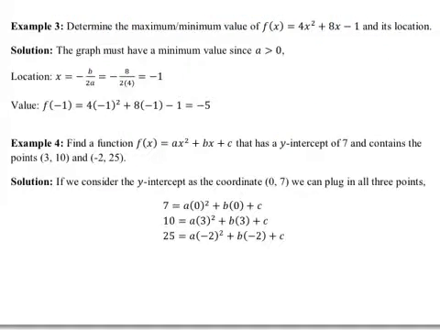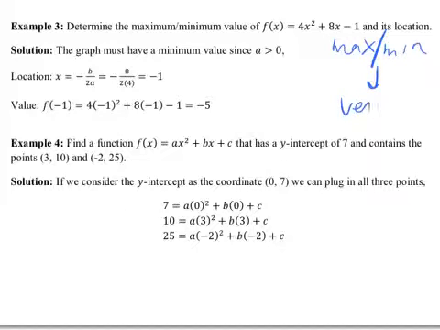So, to find the min or max, we need to find the vertex and determine what it is. To find the vertex, we need to find the axis of symmetry. So we work our way backwards. That's how you work as mathematicians. You think about the goal. The goal is to find the max or the min, and which one it is.